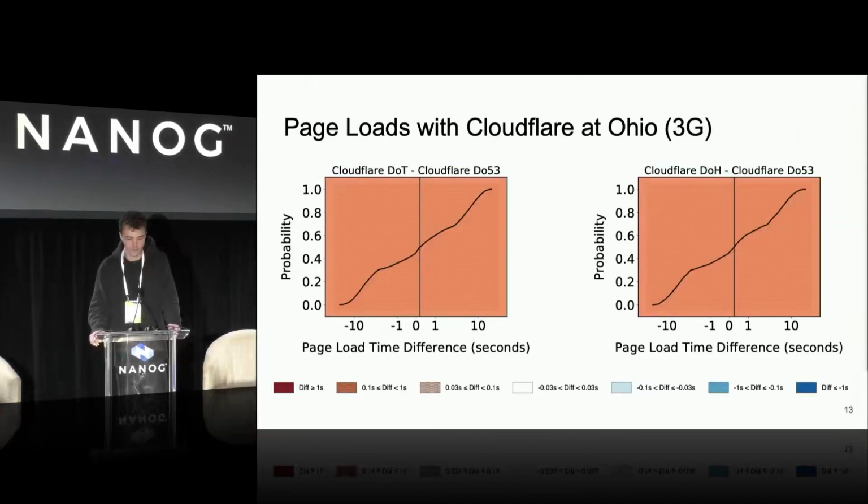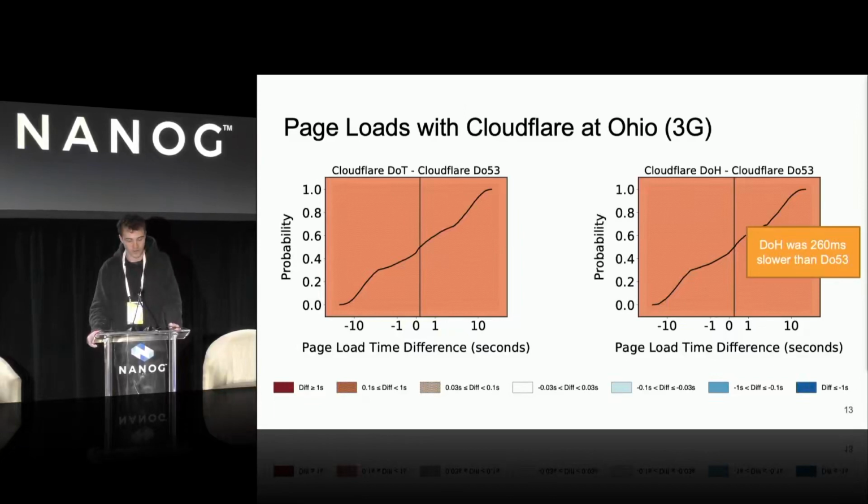But everything collapses when you go to 3G network conditions. You're seeing here that DoT and DoH are performing much slower than unencrypted traditional DNS. In this case, DoT is 197 milliseconds slower than DoH53. And similarly, you're seeing with DoH that it's 260 milliseconds slower.